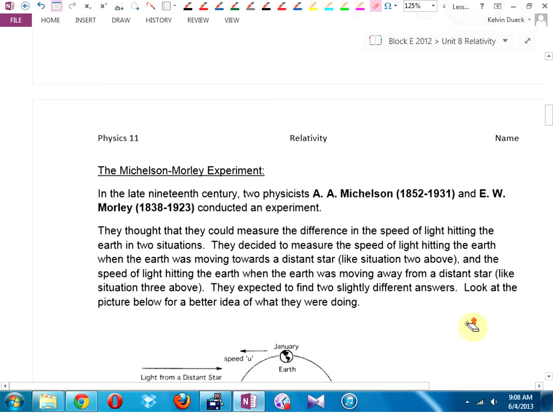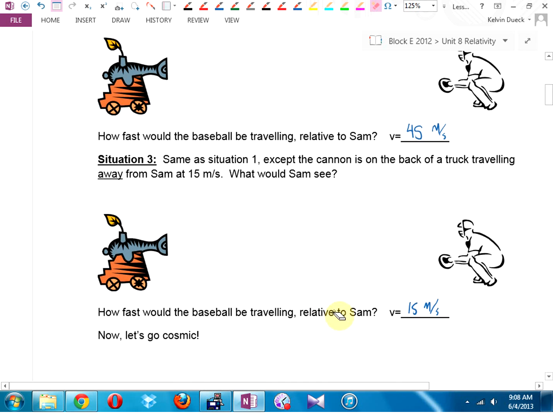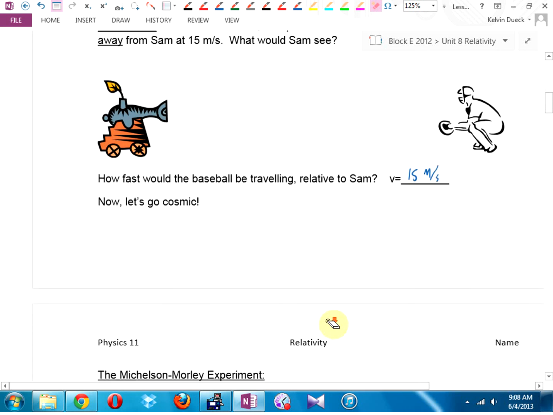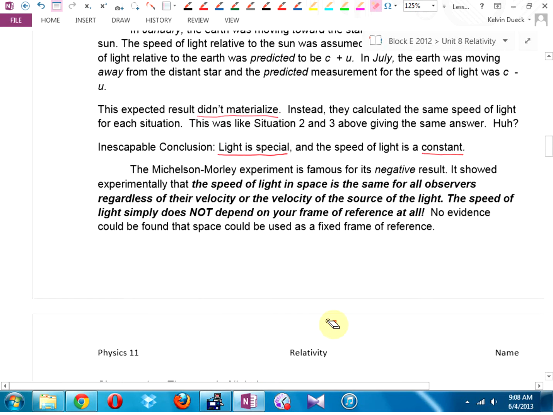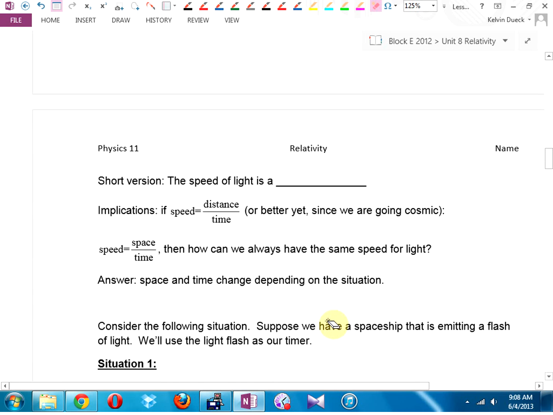You may have noticed up here I talked about relative to Sam. It turns out every velocity is relative. The speed of light is the cosmic speed limit. It's the one that never changes. We all actually are moving relative to the speed of light. Short version, turn the page.